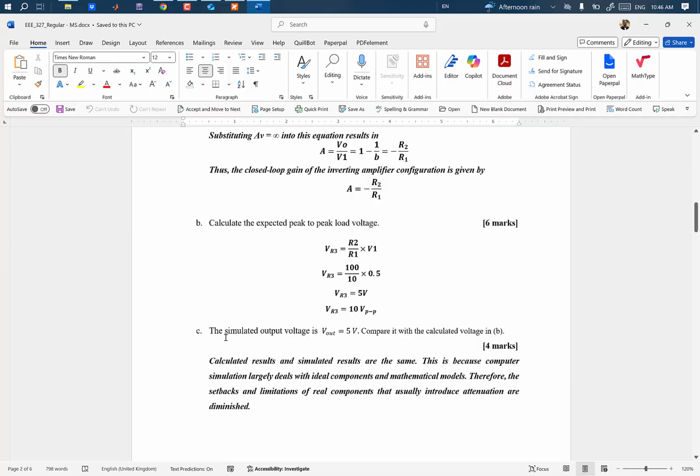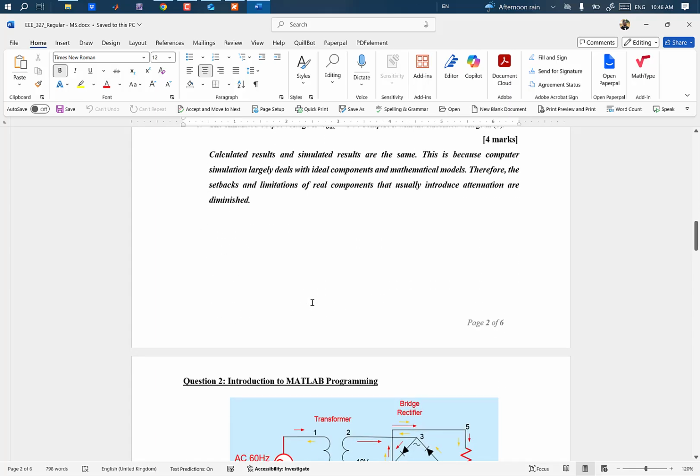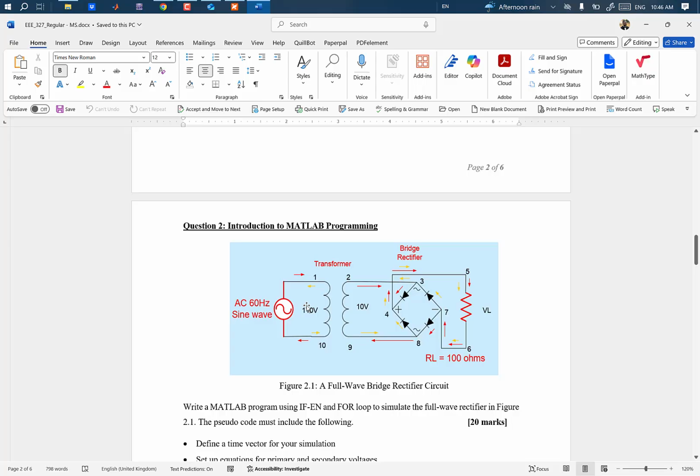Then it also said that the simulated output voltage is 5 volts. Compare it with the calculated voltage in B. What this basically means is that yes, the output voltage is 5 volts, but we got the peak-to-peak voltage to be 10 volts. What are your comparisons? Okay, so basically that was what was demanded in question 1.